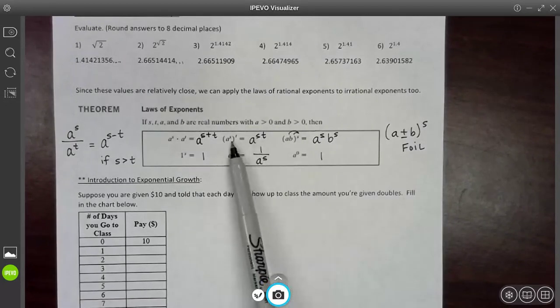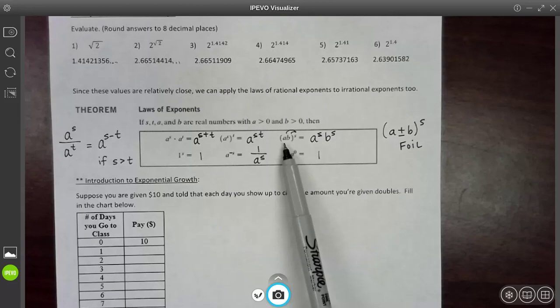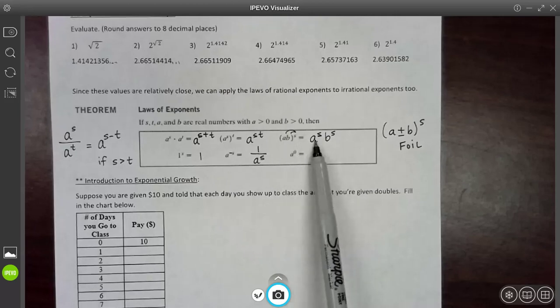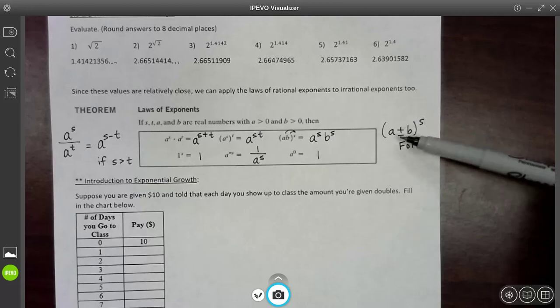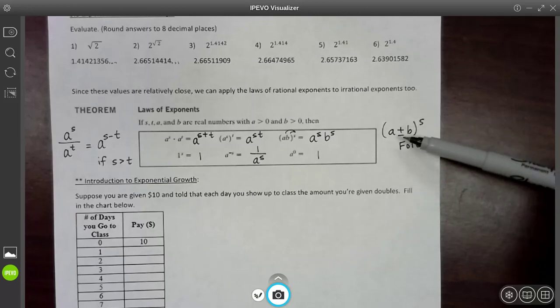When it's a power raised to another power, we will multiply our exponents. When we have multiplication raised to a power, we can distribute that power. We know, though, that when it's adding and subtracting in between, we would never distribute an exponent over adding and subtracting. That's a FOIL in disguise.